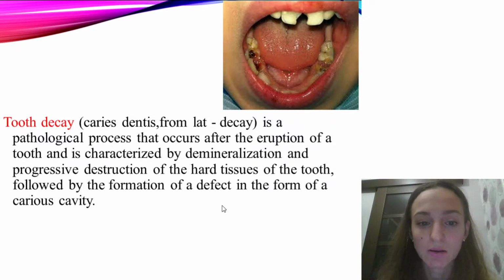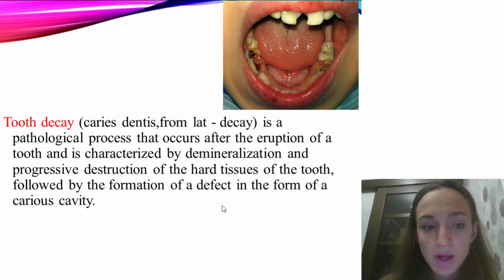Tooth decay, or caries dentis, is a pathological process that starts after tooth eruption. It is characterized by demineralization and destruction of the hard tissues of teeth, followed by the formation of a defect, a caries cavity.